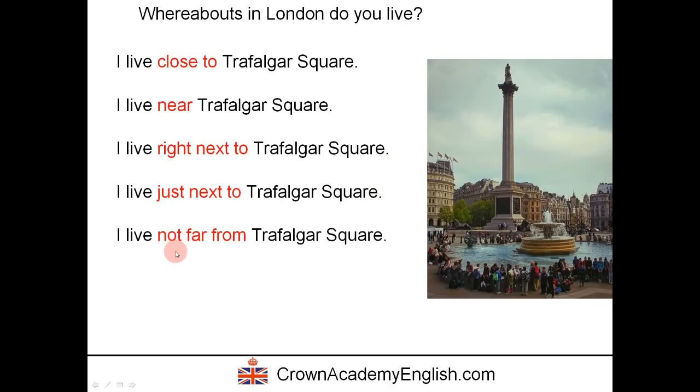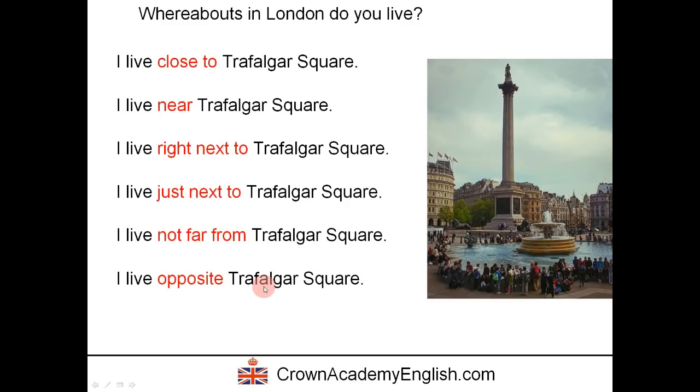And we can also use the word far with a negative. I live not far from Trafalgar Square. With this one, we can also say I am. I am not far from Trafalgar Square. And I am, in that context, it means I live. People will understand that you mean I live.